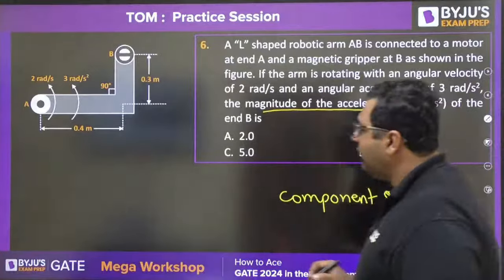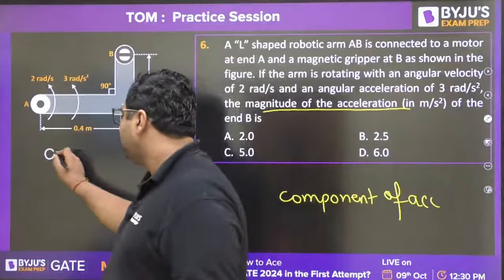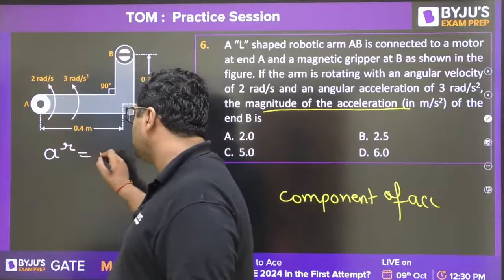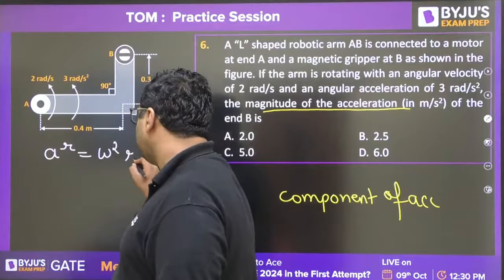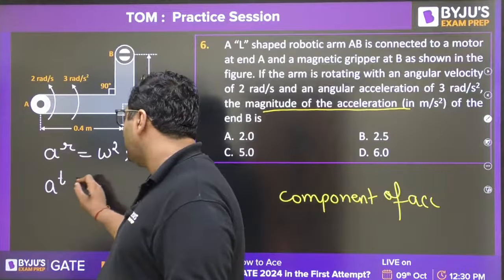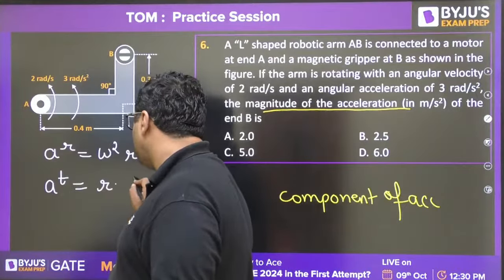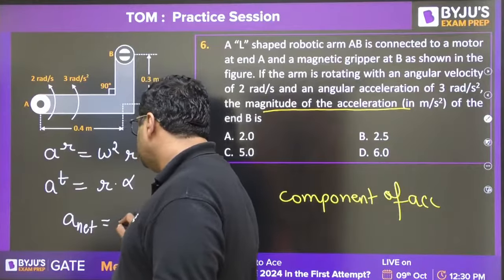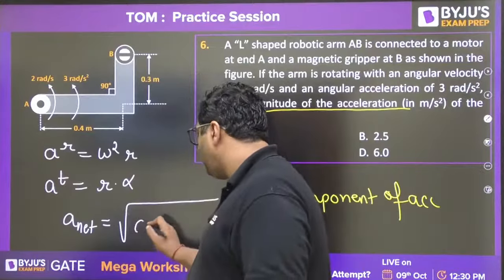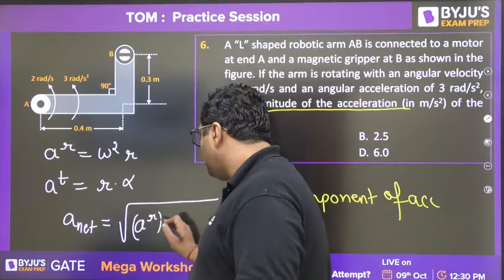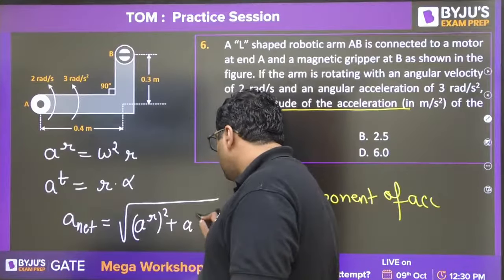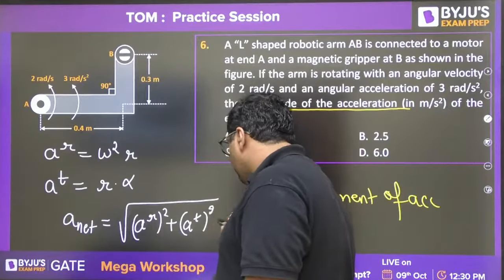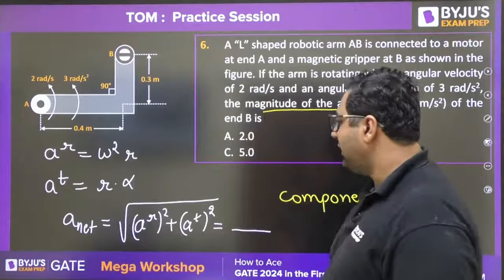For your help, I will give you an idea: there is a radial component of acceleration given by omega square r. There is a tangential component of acceleration given by r alpha. And then we will have the net acceleration, which is defined as the square root of the radial component squared plus the tangential component squared. You can find out the answer from that.